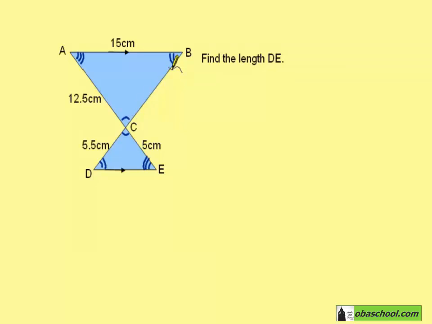Now let's identify corresponding sides. CB goes between the single marked angle and the double marked angle. In the other triangle, CD does the same, so these sides correspond. The single marked and triple marked angle, and the same here. Finally, DE goes between the double marked angle and the triple marked angle, so must correspond to AB.